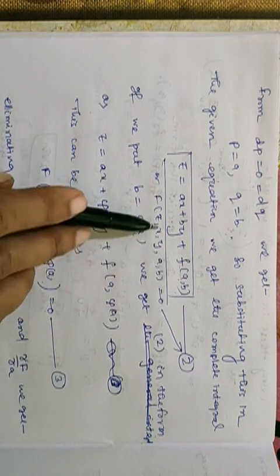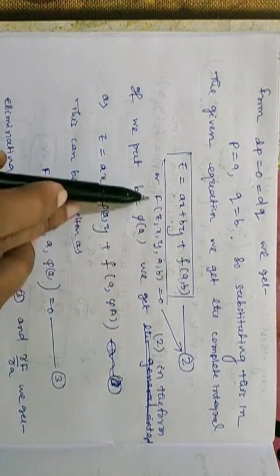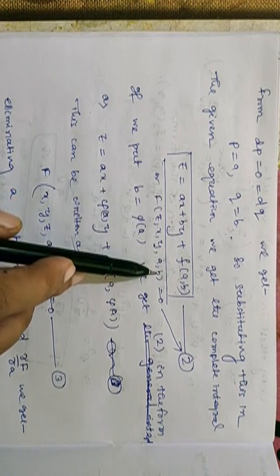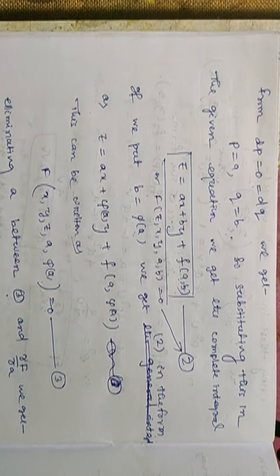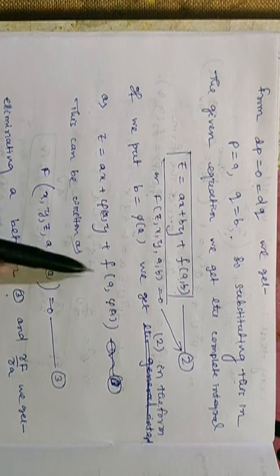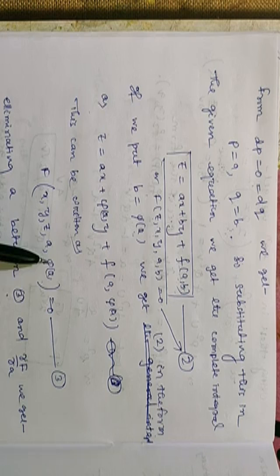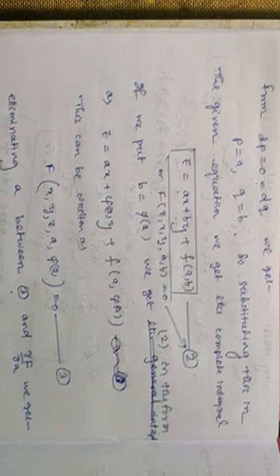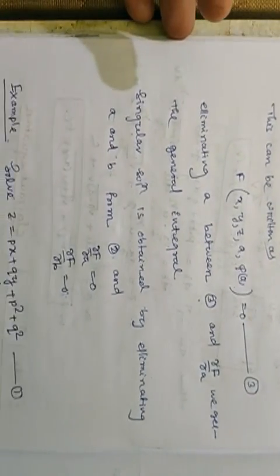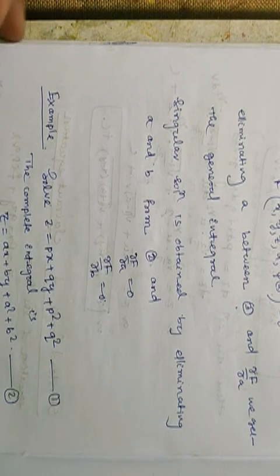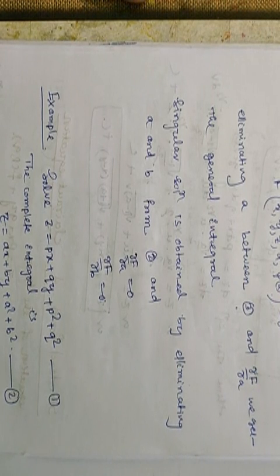Now look at equations 2 and 3. This is F(z,x,y,a,b). Now eliminating a between equation 3 and del F by del a, the derivative of this with respect to a, we can obtain the general integral. Only we need to write that; there is no need to actually eliminate a. We will simply write that eliminating a between 3 and del F by del a, we can find the general integral.